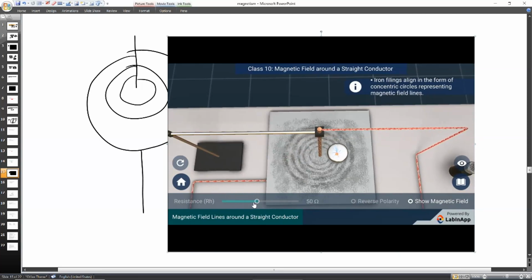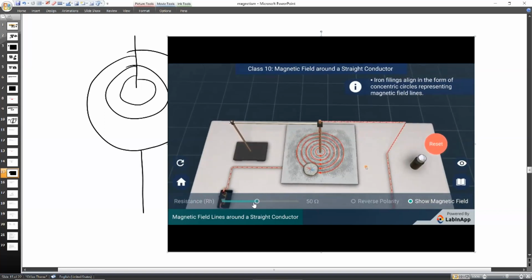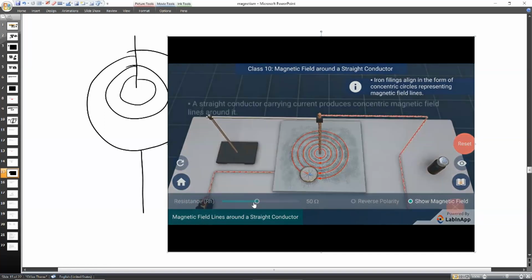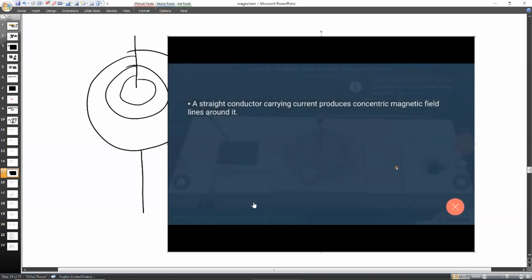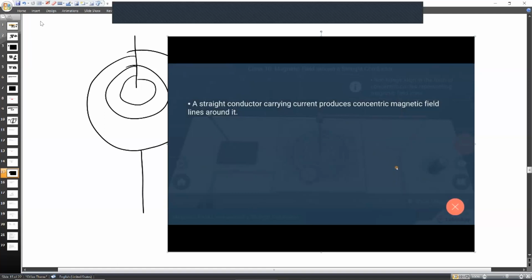By moving the compass away from the conductor, we can see that the deflection of the needle decreases. It indicates that the magnetic field decreases as the distance from it increases. It can be noticed by the larger circles formed away from the conductor. So, we found that a straight conductor carrying current produces concentric magnetic field lines around it.